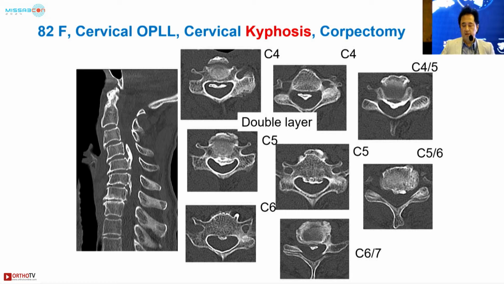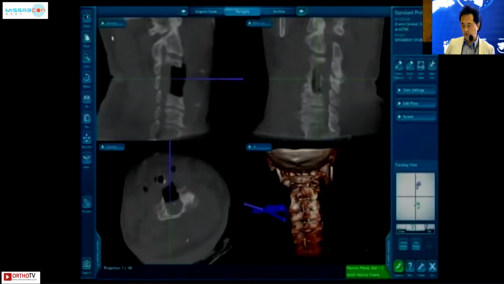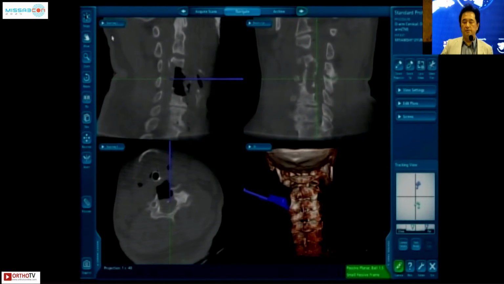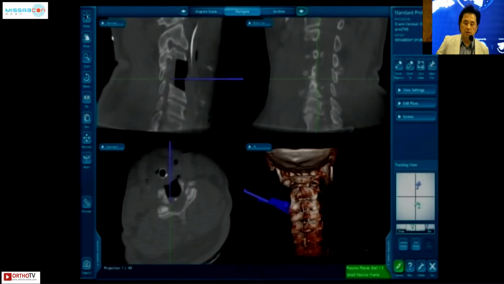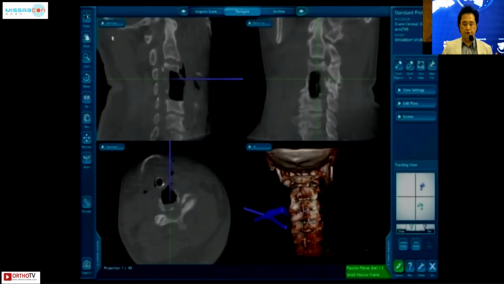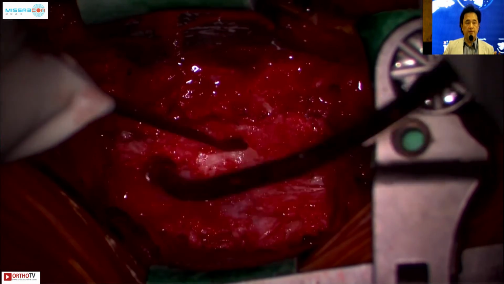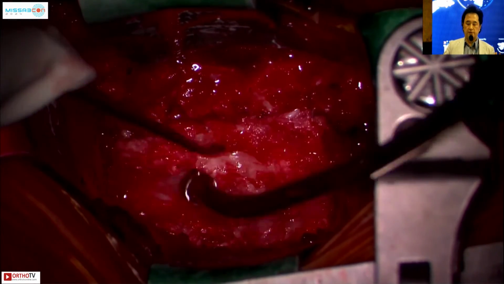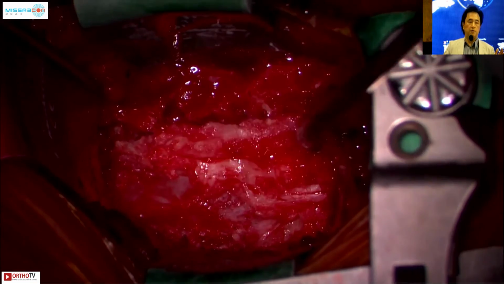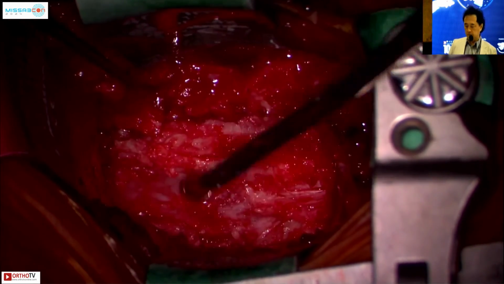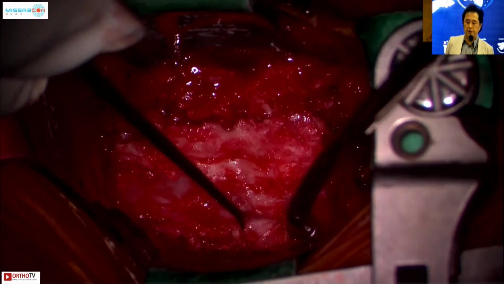This CT scan shows the double layer sign. This means the dura is also ossified. In this situation, if you remove the total OPLL, there is a high risk of CSF leakage. I use navigation and remove the vertebral body, but not completely. We call it the floating method, like this. You shouldn't remove the total OPLL. It's a high risk of dural injury.